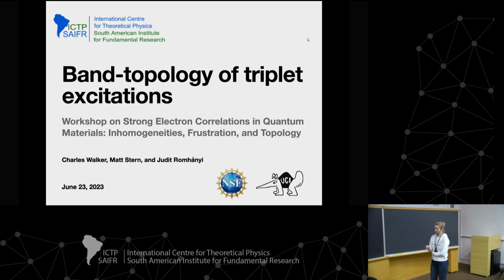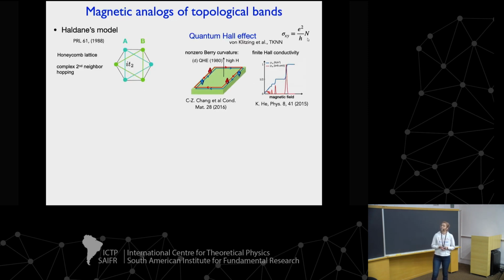Okay, so yes, as Rafael was saying, I'm going to talk about band topology of triplet excitations. Throughout the week, we heard a lot about topologically non-trivial band structures, so I will not go into too much detail, but let me start somewhere. I guess it all began with the discovery of the integer quantum Hall effect and Haldane's model that realized Chern bands without the inclusion of large magnetic fields. Since then, topologically non-trivial band structures have been found in other systems as well, that include, instead of electrons, bosonic particles like photons and phonons.